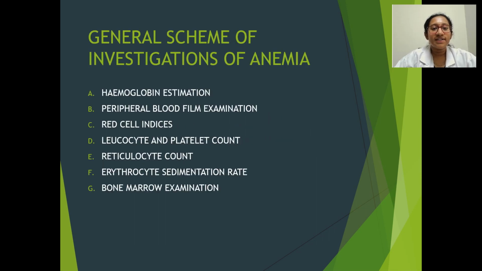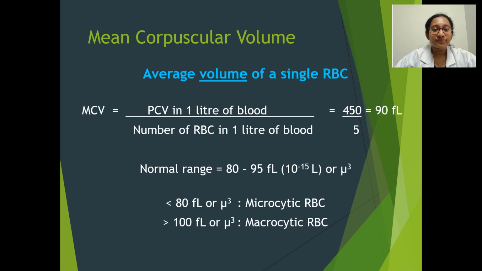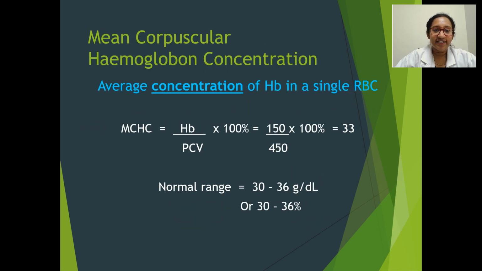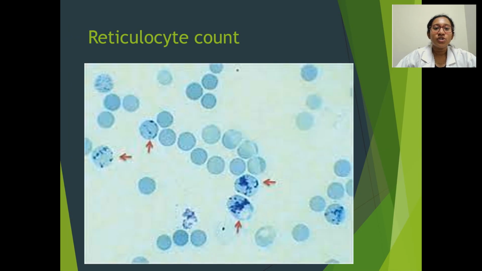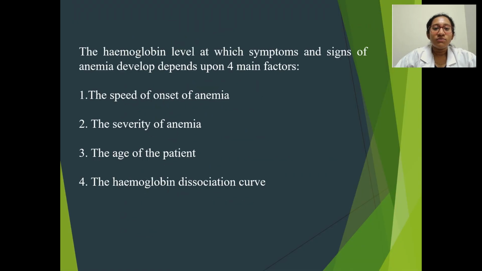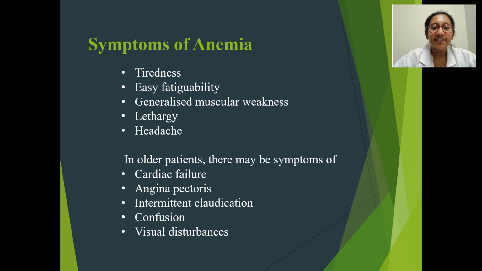These are the general investigations done in any case of anemia: hemoglobin estimation, peripheral blood examination, red blood cell indices, WBC and platelet count, reticulocyte count, ESR, and bone marrow examination. These are the different indices which you know of already. Now we will see the normal symptoms of anemia: tiredness, easy fatigability, generalized muscular weakness, lethargy, and headache. These are the common symptoms in any case of anemia.